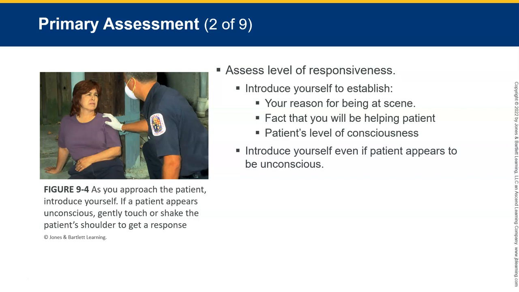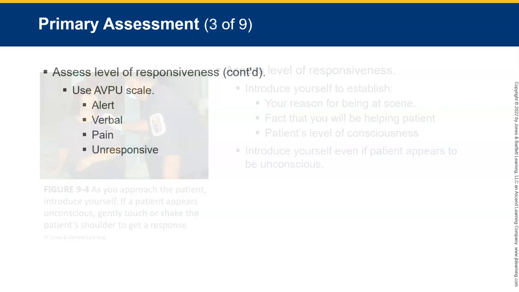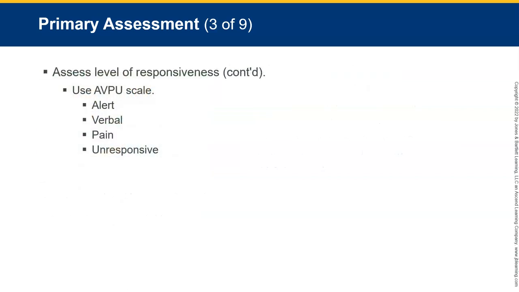So if they don't respond, then we want to gently touch the patient or shake their shoulder to see if they generate a response. The patient's level of consciousness can range from fully conscious to unconscious, and anything in between. What we have is the AVPU scale. That's what we're going to be using to describe our patient's LOC, or level of consciousness.